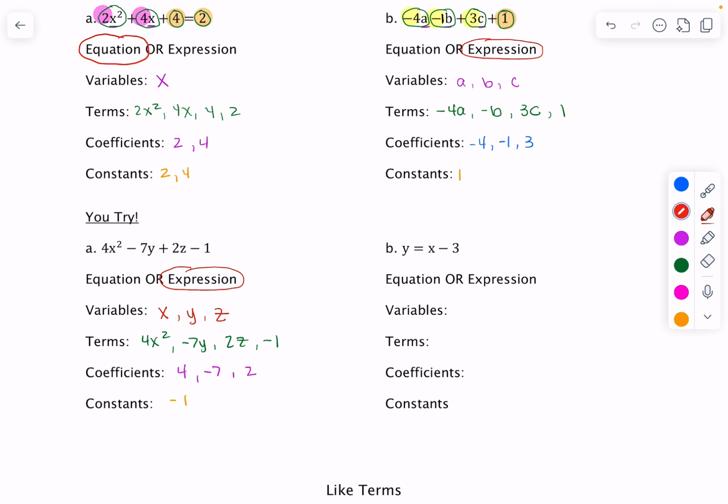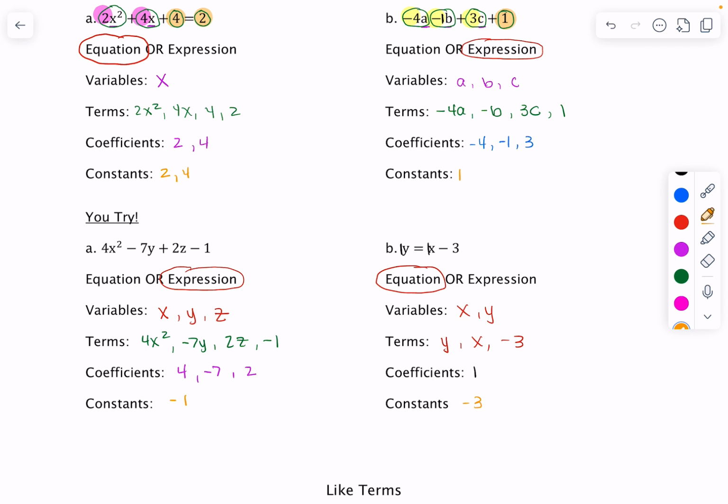For part B, that is going to be an equation. It has an equal sign. Your variables are x and y. I've got 3 terms, y, x, and -3. My coefficients in this case are those invisible ones, and I would encourage you to draw them in. 1y, 1x, so your coefficients are 1 and 1. We can just write 1 just once if we want, since they're both the same. And then my constant is going to be that -3.